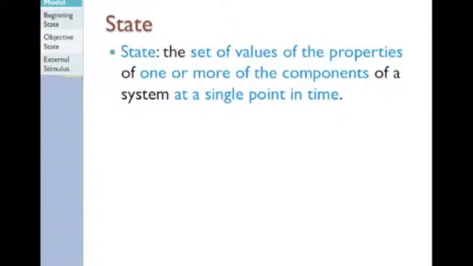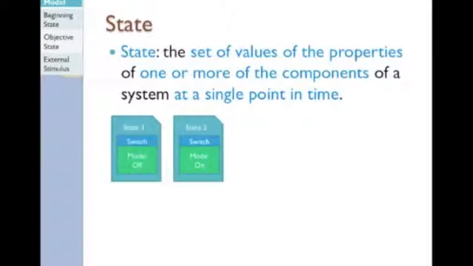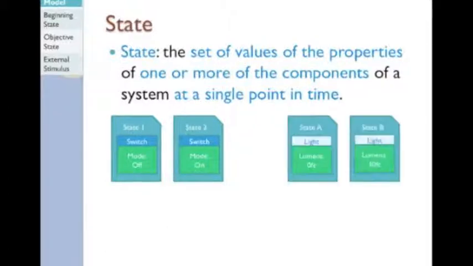A definition of state is the set of values of the properties of one or more of the components of a system at a single point in time. For instance, state 1 of the flashlight switch might be mode equals off, while state 2 might be mode equals on. Or, state of the light bulb in the system might be state A, lumens equals 0 foot candles, state B, lumens equals 30 foot candles. We can name a state anything we like. What is important is the values of the properties in a state.